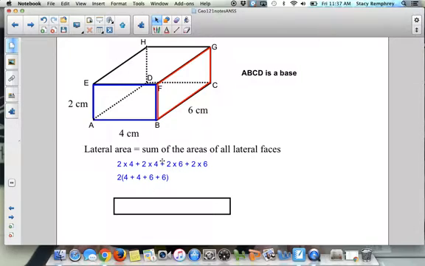I was looking to generalize it more. This had a common factor of 2. I factored that out, and I'm left with 4 plus 4 plus 6 plus 6. If you look up here, 4, 6, 4, 6, that's actually the perimeter of the base. And the 2 is the height. So we can generalize the formula to be: lateral area is the perimeter of the base times the height.